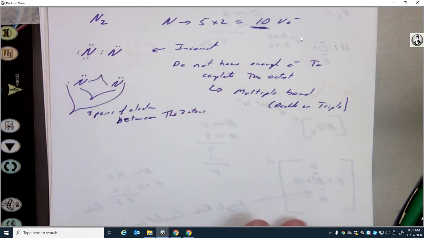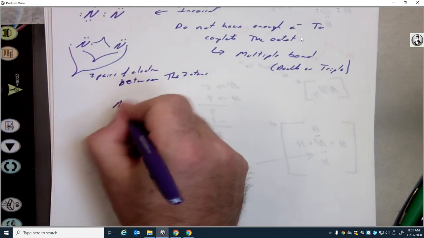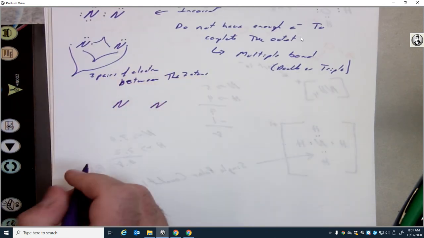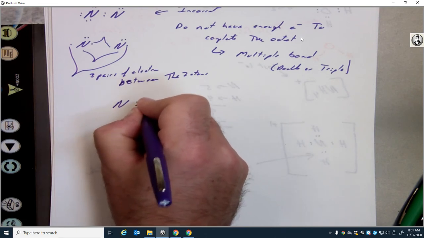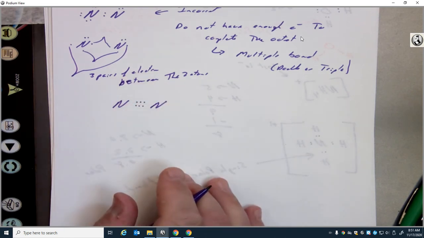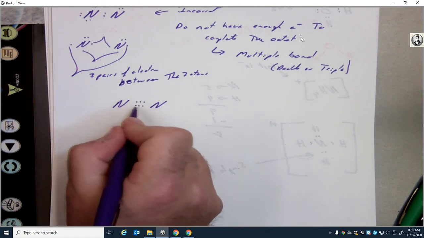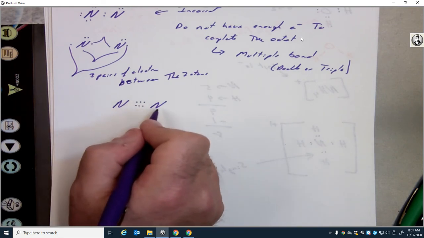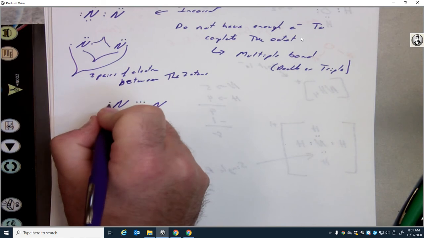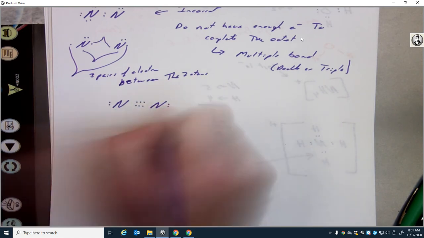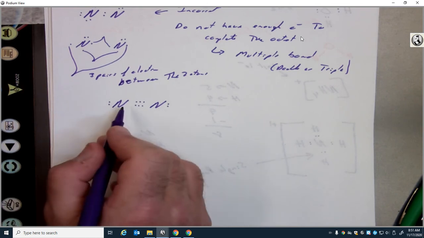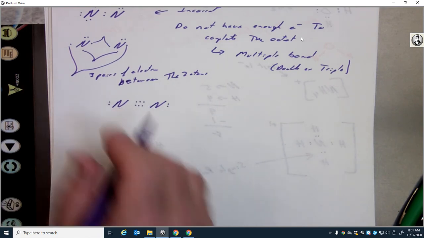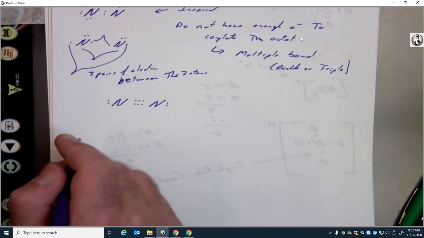So let's redraw this. If I make this a triple bond, okay, so that's 1, 2, 3, 4, 5, 6. I have 4 more electrons. Let's put 2 here, and let's put 2 here. The question is, does this follow the octet? Does this follow the octet?